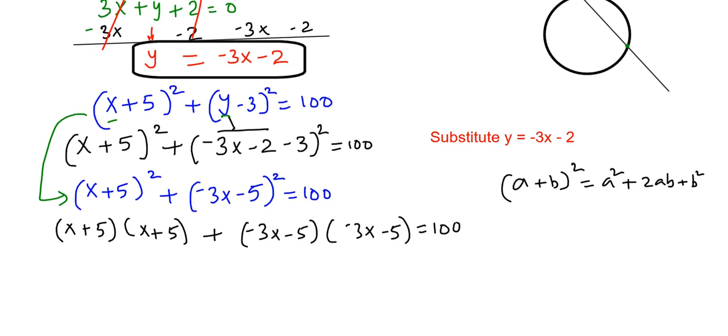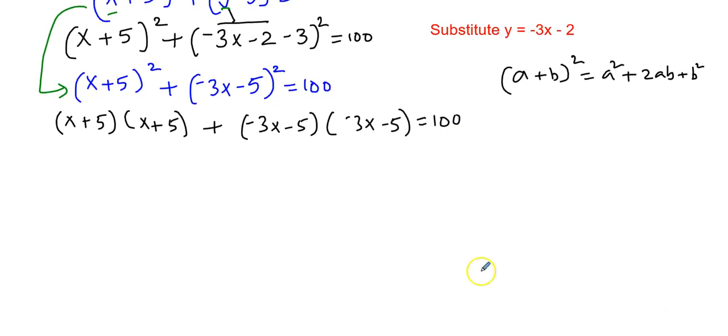Okay, now use the distributive property to find these products. Let us use x times x, like this way. x times x is x², plus x times 5, 5x. Then 5 times x, 5x, and 5 times 5, 25. Just the distributive property we used: x², 5x, and again 5x, plus 25.